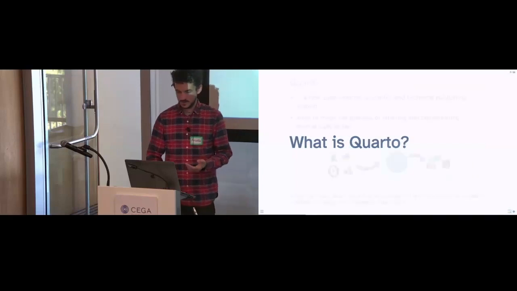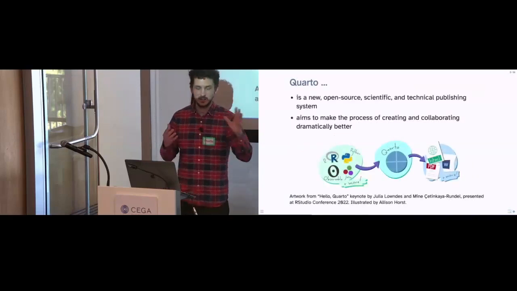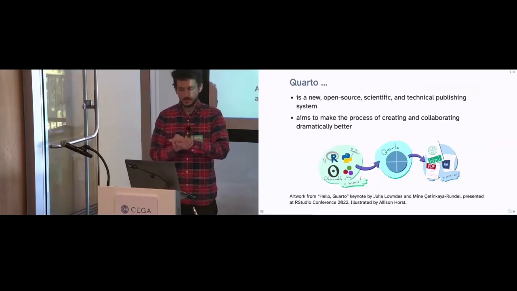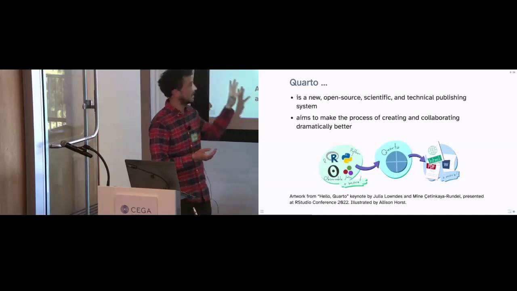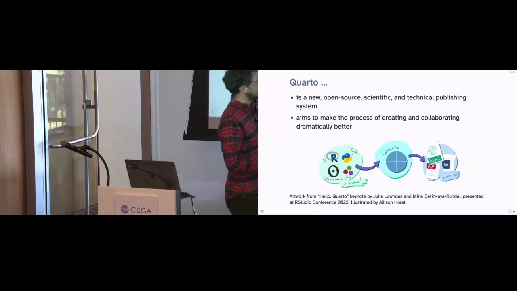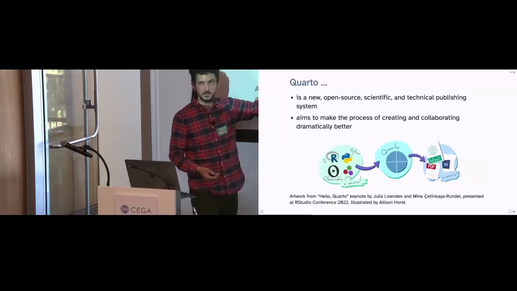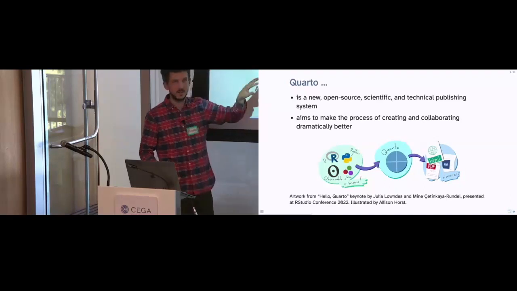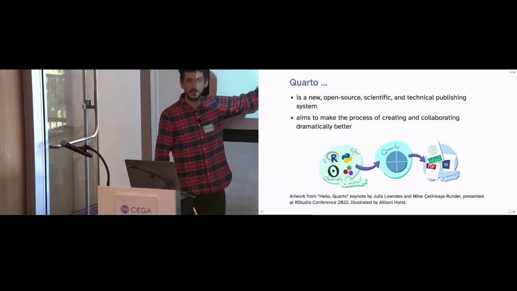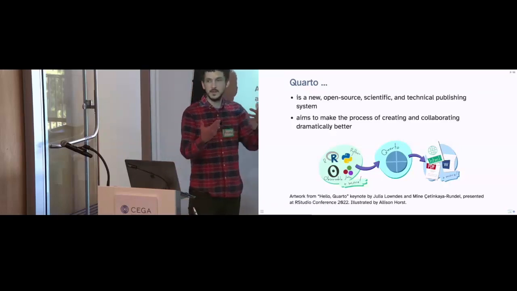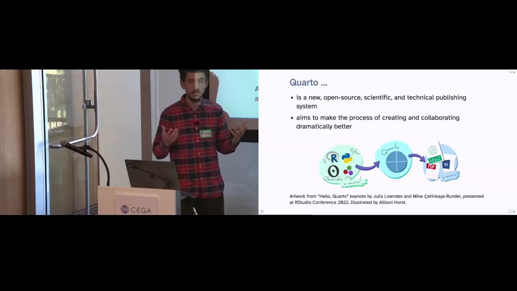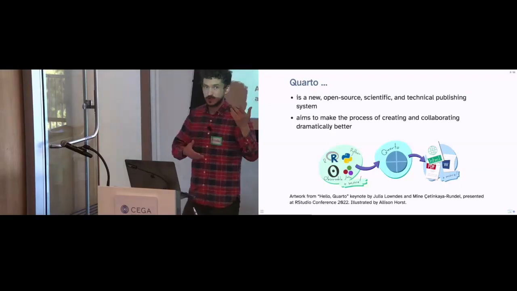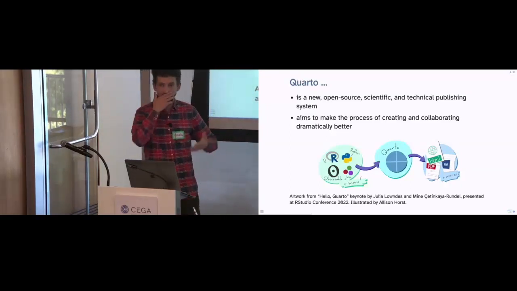So what is Quarto? Well, you can think about this as a new open source scientific technical publishing system, and it aims to make the process of creating and collaborating dramatically better. So we're taking not just R actually, but Python, Julia, and all sorts of other computational languages, Observable JS, Mermaid, Dot, Shiny, all sorts of software that you can embed in all sorts of different published documents. So PDFs, HTMLs, Word documents, websites, Beamer slides, HTML slides, you can put it in your blog.